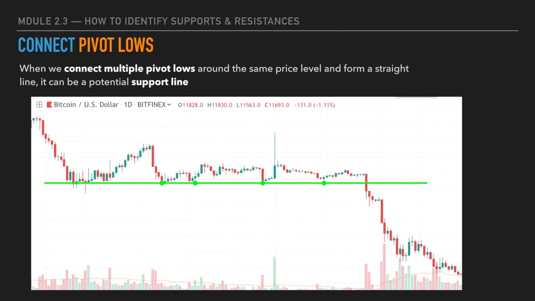So there you go. If we connect all these pivot lows and form a straight line, we can notice that there is a lot of price action around this line. Whenever the price touches this line, it will bounce back and go higher. This is what we call a potential support line. And connecting multiple pivot lows or swing lows together is a common way to find a potential support line in a market.